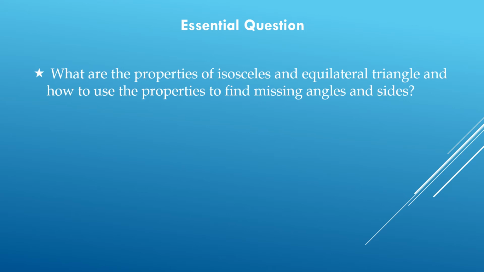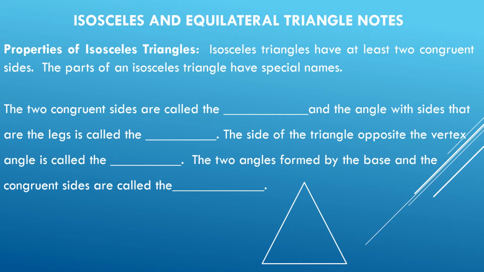Today's lesson will focus on the properties of isosceles and equilateral triangles. We'll use these properties to solve for the missing angles and missing sides. Let's review the properties of isosceles triangles.